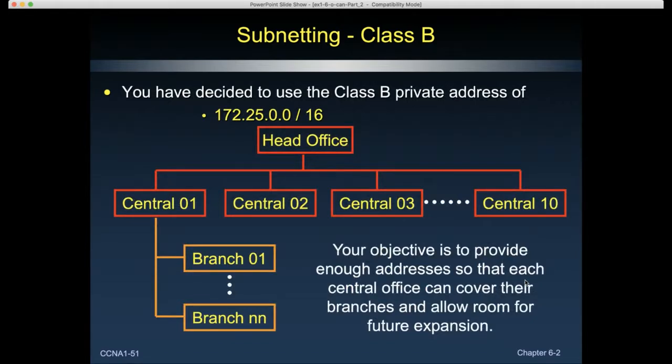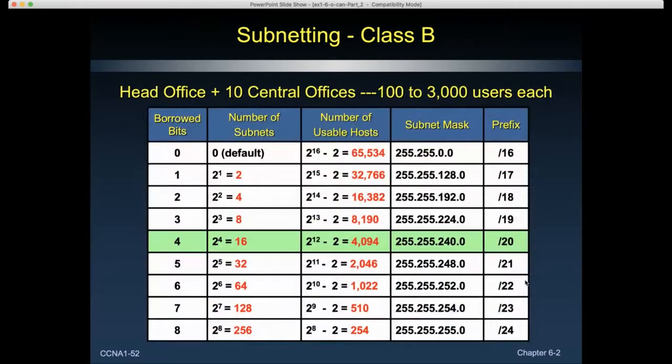So let's use 172.25 as our network prefix, /16. And we need to divide it up among our 10 offices. Now, each individual office, Central 1 will do its own subnetting, Central 2 will do its own subnetting. You just have to come up with the prefixes.